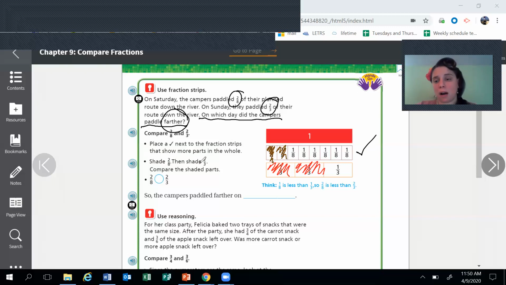And then you're going to compare the parts. So which one is greater? Yeah, the 3rds are greater. So we're going to make sure our mouth goes towards the 3rd. So 2/8 is less than 2/3. So the campers paddled further on Saturday or Sunday? On Sunday.